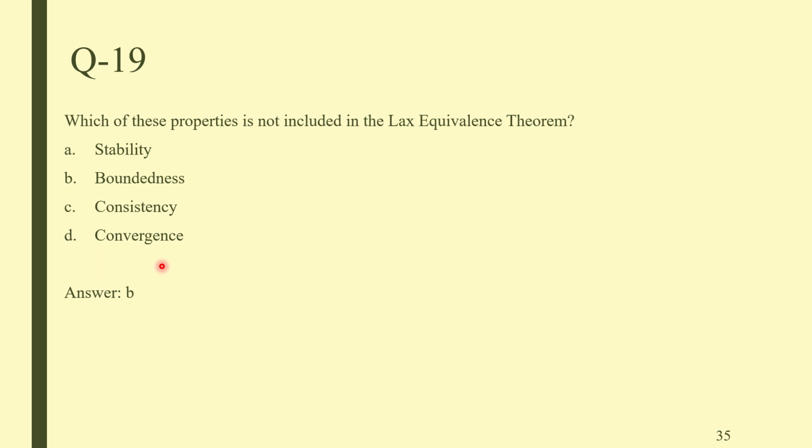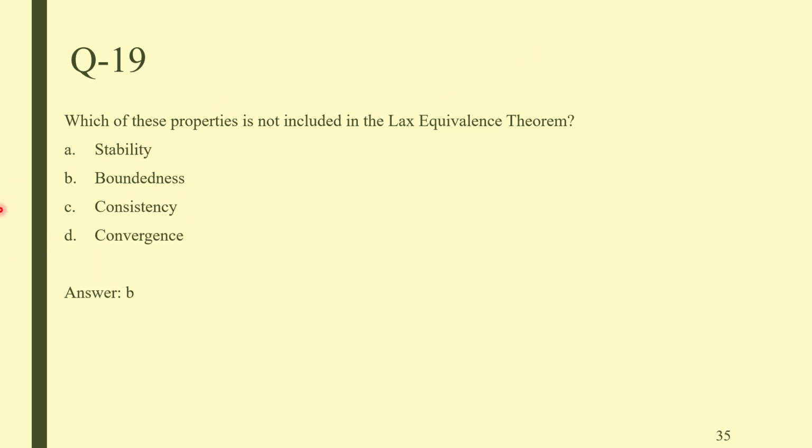So what is the theorem including? It is including consistency, stability, and convergence. If there is consistency and stability in the equation, it can produce convergence. So stability is there, consistency is there, and convergence is there as well. But boundedness, that is between the limits, is not included in the Lax equivalence theorem.